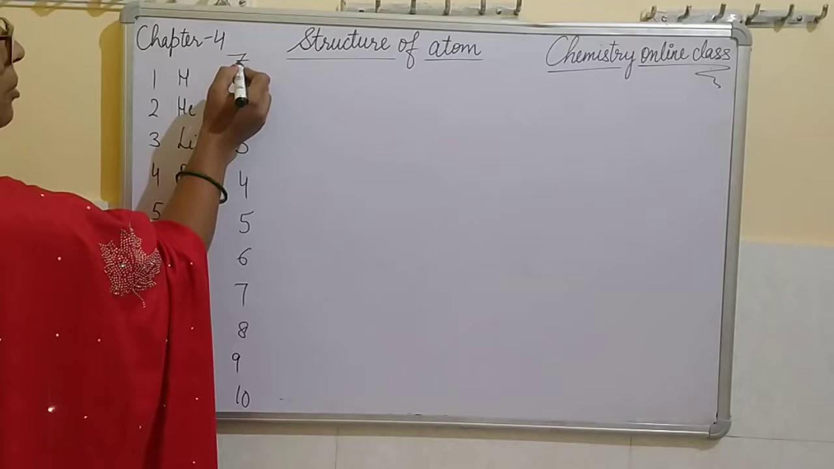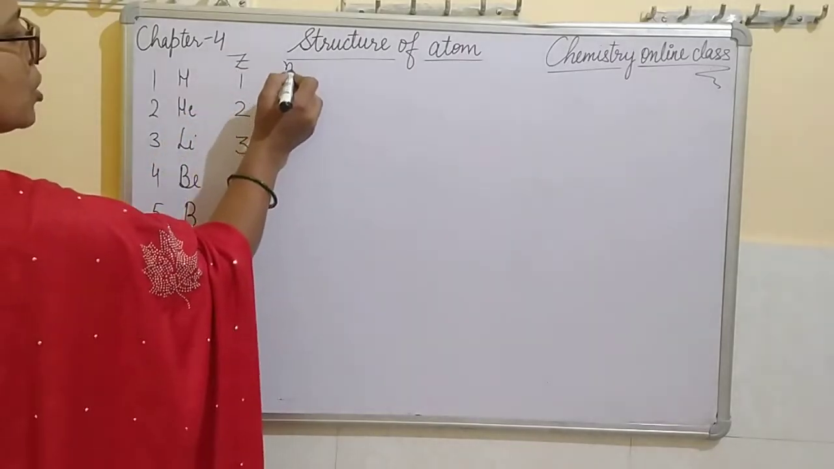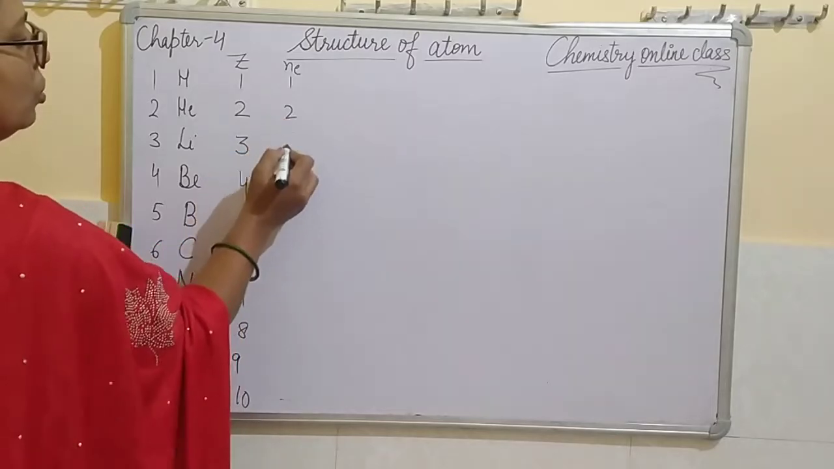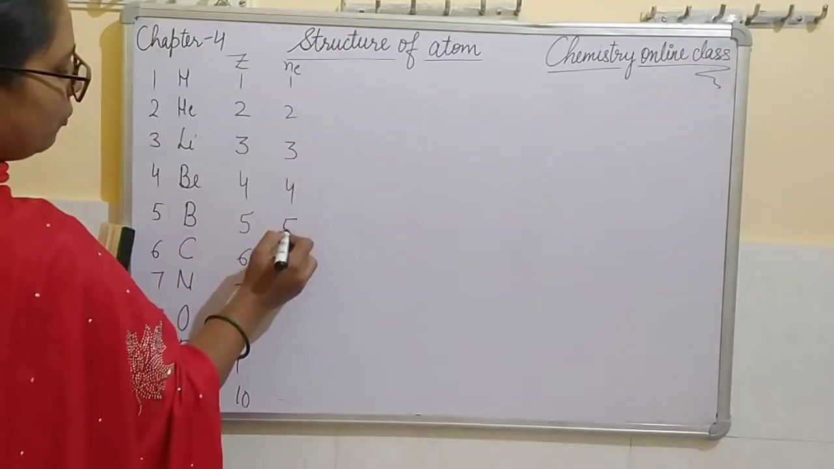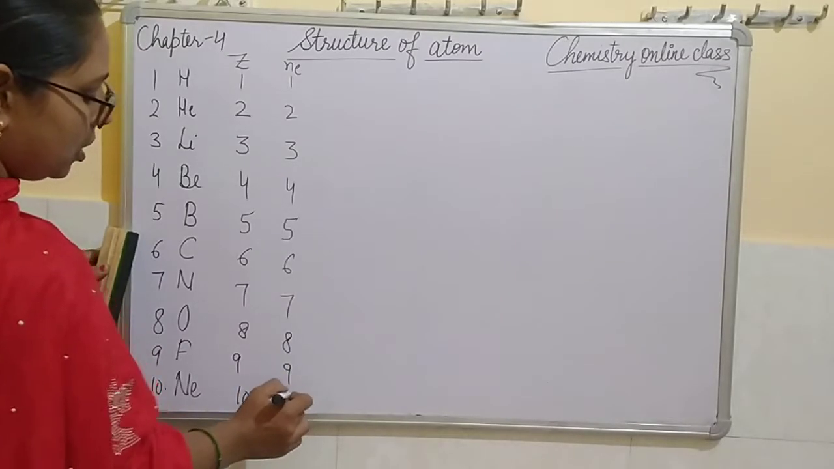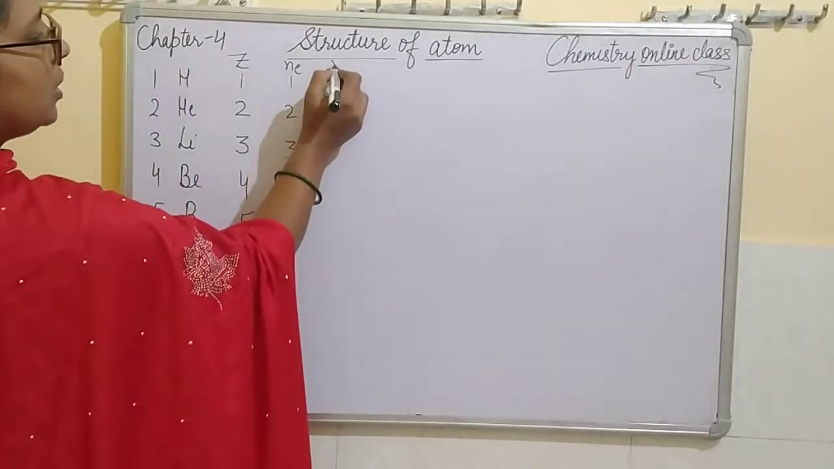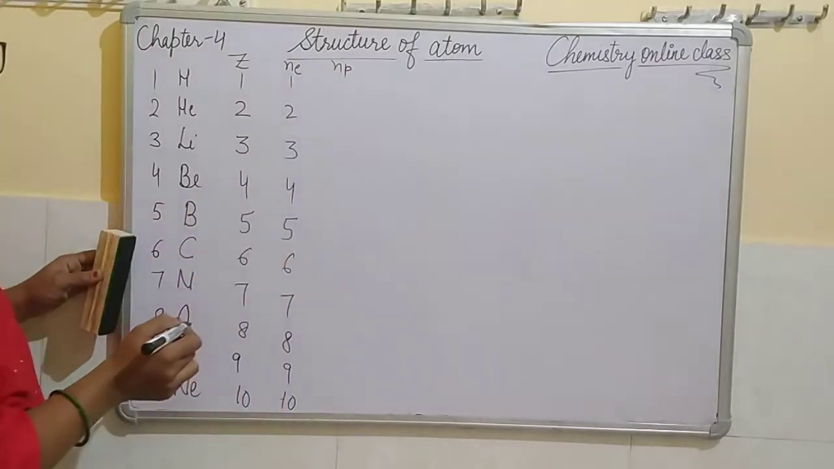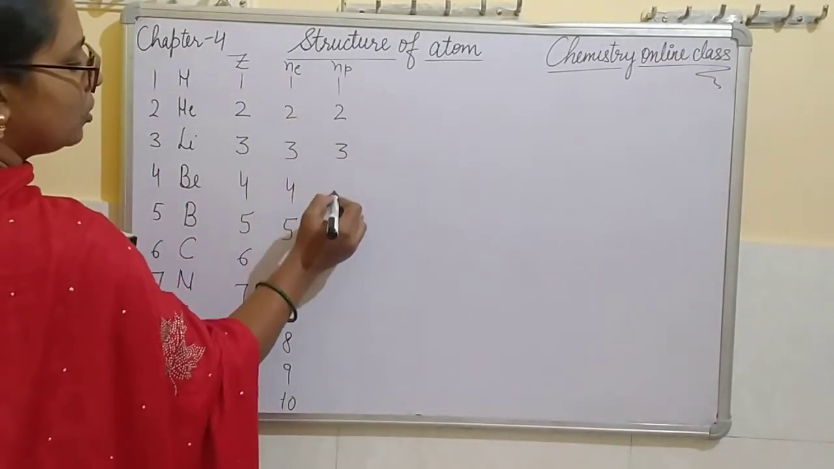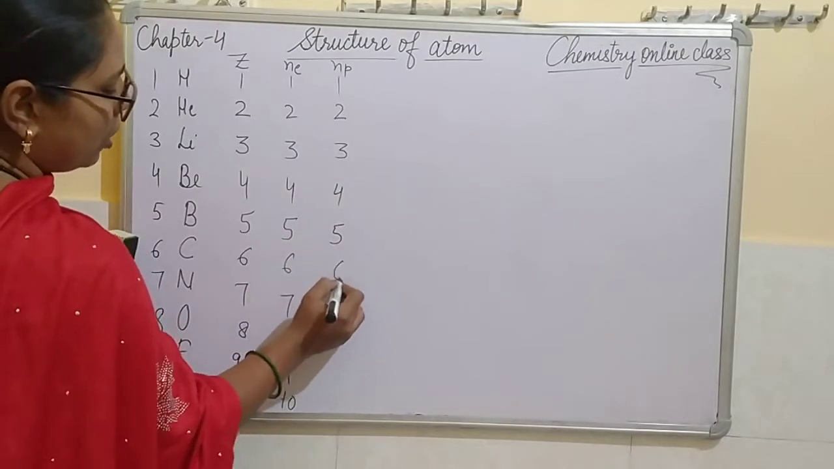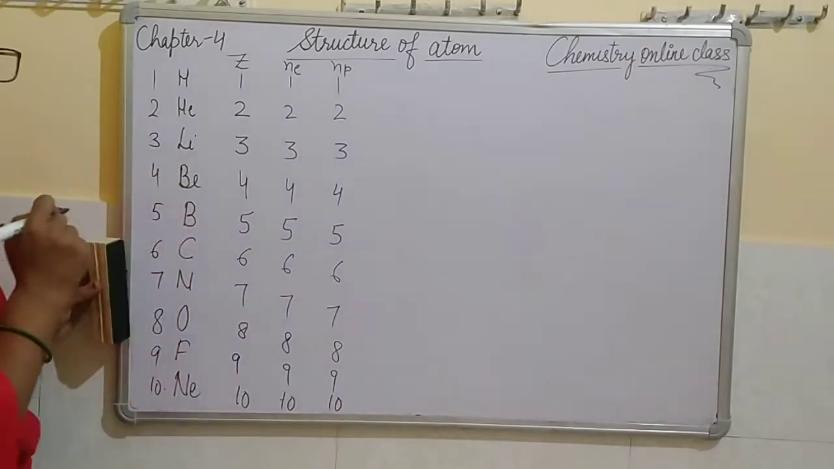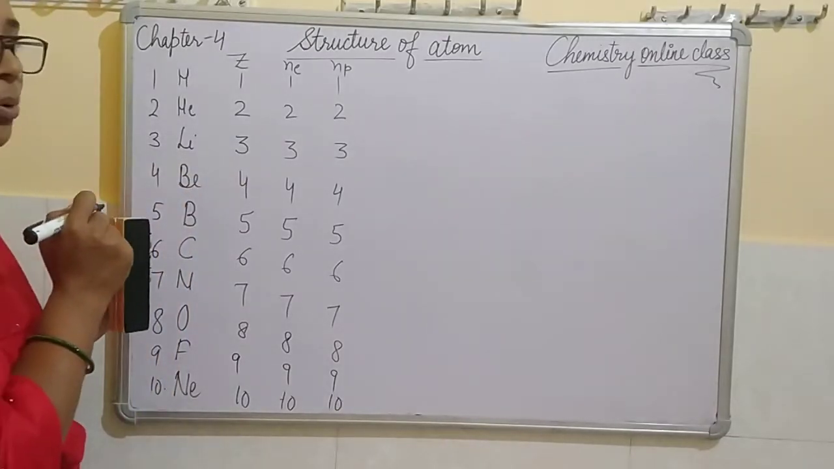If the atomic number is this, we can also say that the number of electrons in it is 1, 2, 3, 4, 5, 6, 7, 8, 9 and 10. Also we can write the number of protons. Number of protons are same as that of number of electrons. So we will continue our counting up to 10. So these are the number of protons.